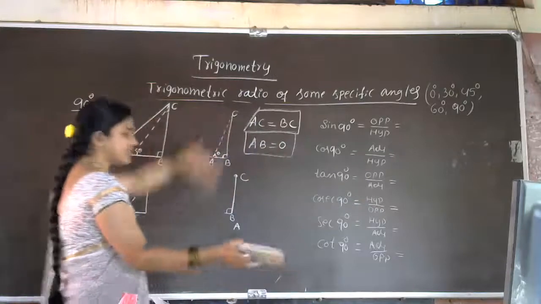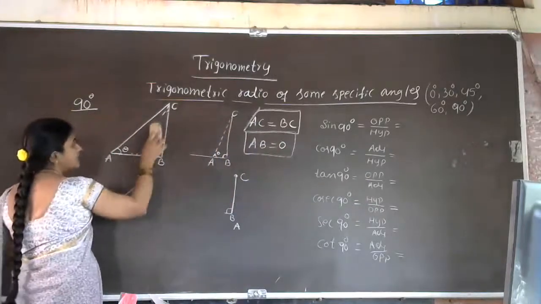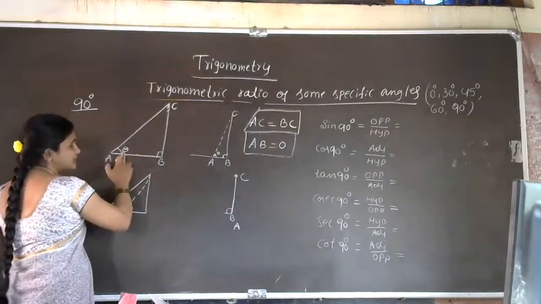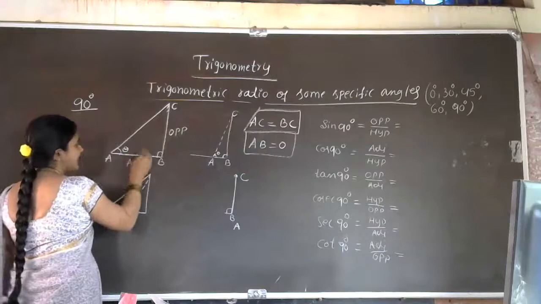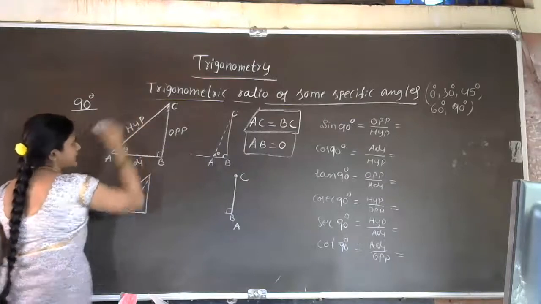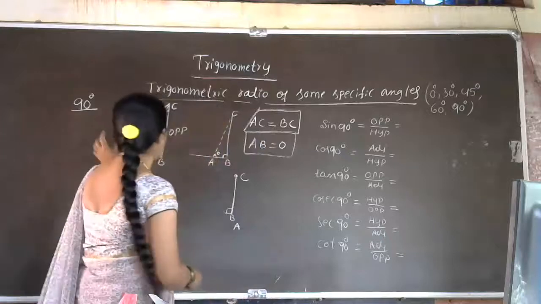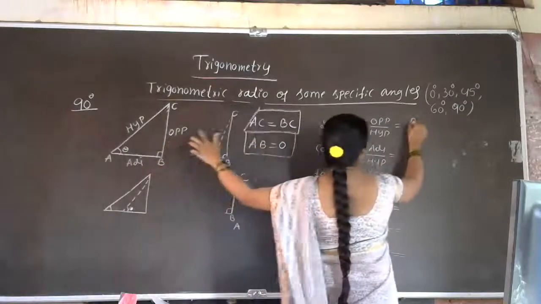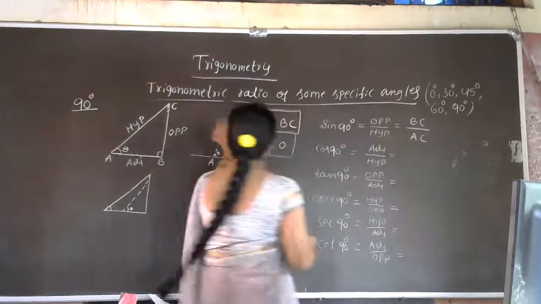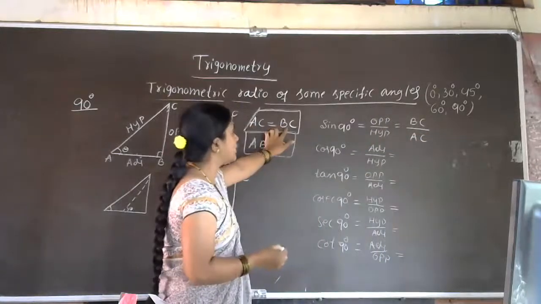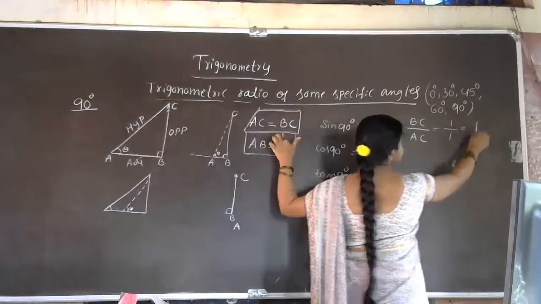Now using this we have to write the 6 trigonometric ratios. For that, first we have to take the opposite and adjacent. If this one is theta, this is the opposite side, this is the adjacent side, and this one is the hypotenuse. Is that clear? Now opposite by hypotenuse. Opposite is BC, hypotenuse is AC. Is there any relationship? AC is equal to BC, so 1 by 1 which is equal to 1.